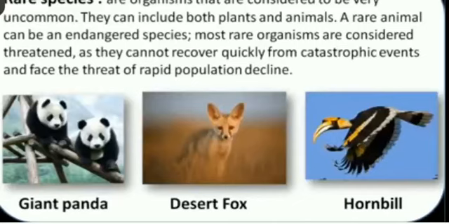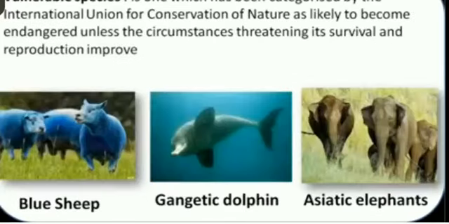Rare species are those which are very uncommon. They can include both plants and animals. They can be endangered, most rare species. Vulnerable are those species which are likely to become endangered due to threatening circumstances for their survival and reproduction, such as the blue sheep.